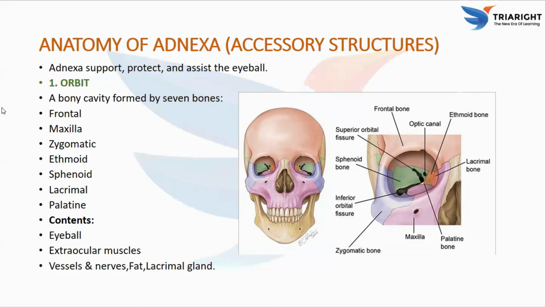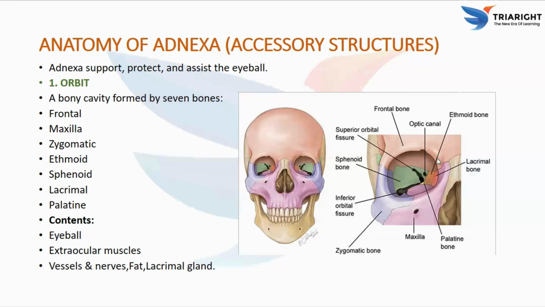So coming to the first part, orbit. What is the orbit? It is a bony cavity in the skull that houses and protects the eye and its supporting structures. So what are the bones forming the orbit? There are 7 bones which form the orbit: frontal bone, maxilla bone, zygomatic bone, ethmoid bone, sphenoid bone, lacrimal bone and palatine bone. These form the boundaries and protection of the orbital cavity.